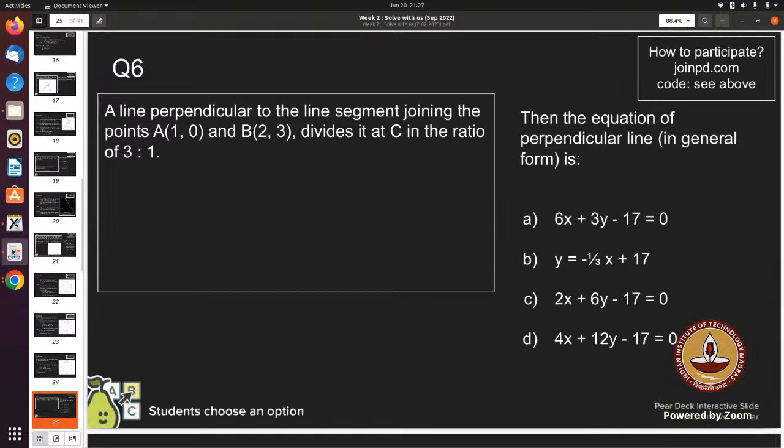Okay. So this is the next one. A line perpendicular to the line segment joining A and B divides it at C in the ratio of 3:1. Then what will be the equation of the perpendicular line? So general form means ax plus by plus c equal to 0. That is the general form.